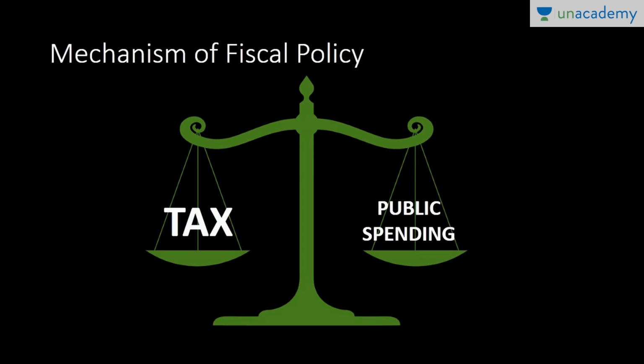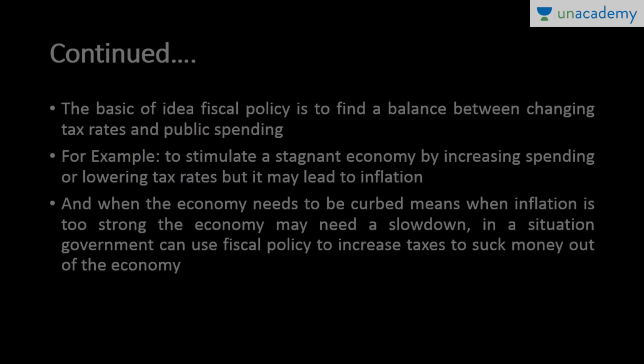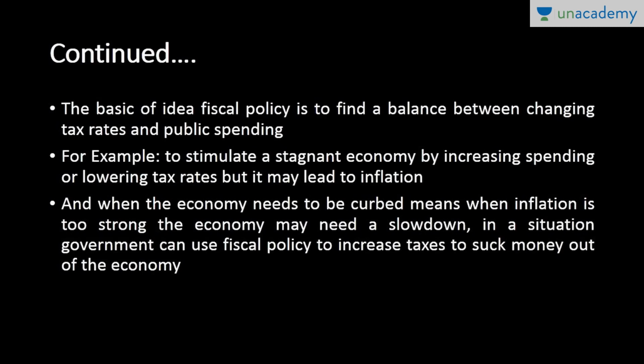Let's go back to this diagram. We need to find a balance between tax and public spending. In a developing economy like India, we need spending also, and we need a good tax structure. So the basic objective of fiscal policy is to find the right balance between these two components. Now how do these two components operate in an economy, especially in an economy like India?